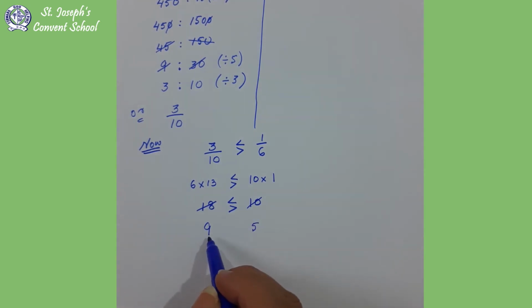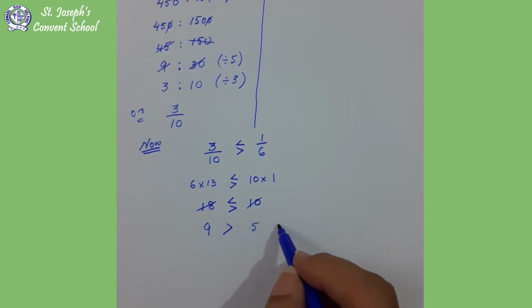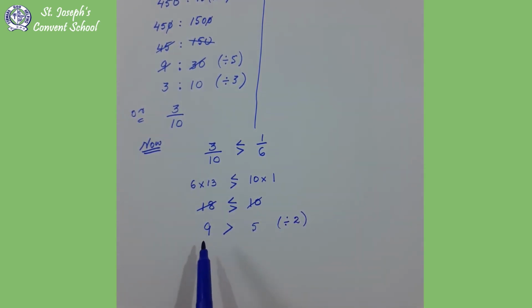You can see that 9 is greater than 5, so we will put only one sign. Now we know it clearly, 9 is greater than 5. So don't put the less than sign. 9 is greater than 5. Here we have divided this by 2. So 9 is greater than 5 means this amount is Z's amount. So Z's amount is greater than Bakar's amount. So Z spent more money. This ratio is more, 9. So it means that Z spent more amount.